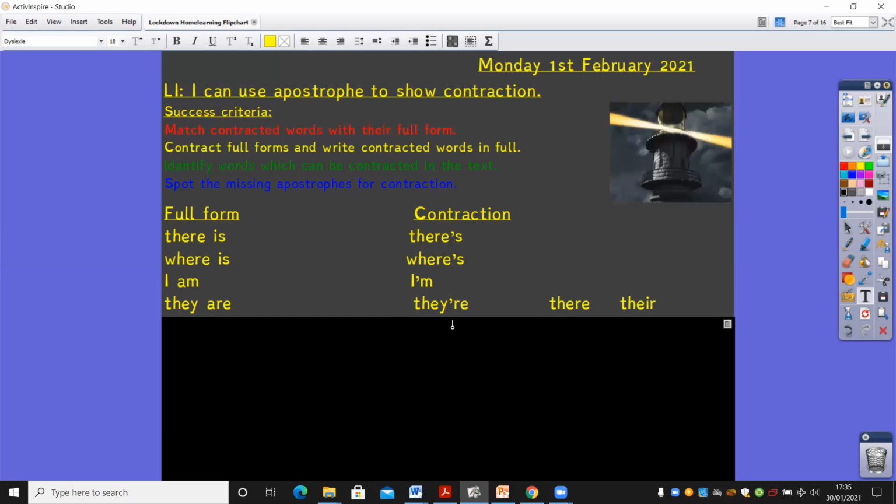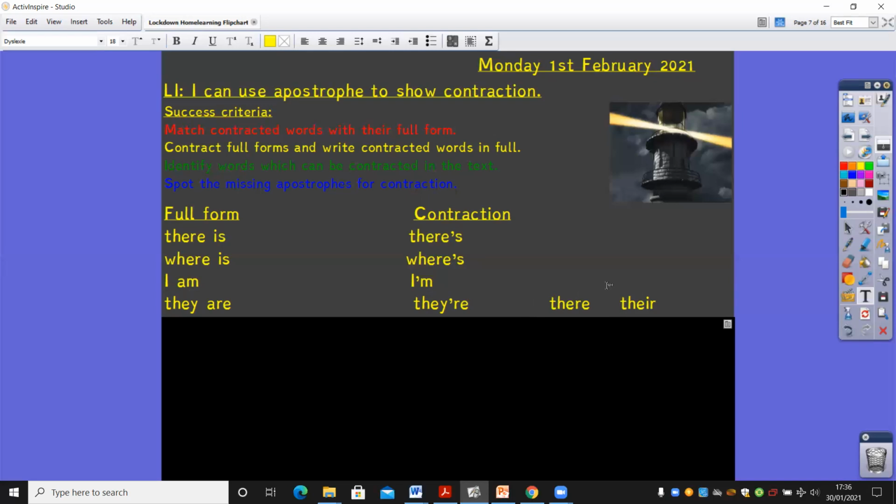So let's have a look at this homophone they're. Well, we know that that is a contraction for they are because we have an apostrophe there. How about the homophone there? Well, I know that this doesn't have an apostrophe in it, so it's not short for any two words. It actually means over there, as in over there I spotted a tall tree. So it means a direction, there.